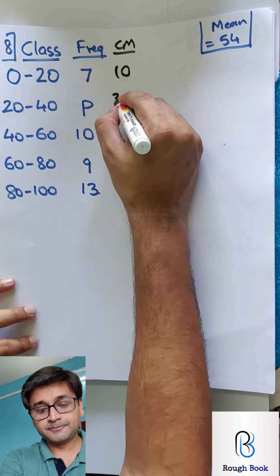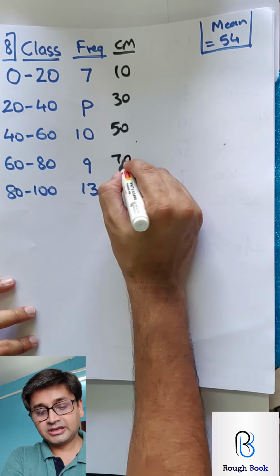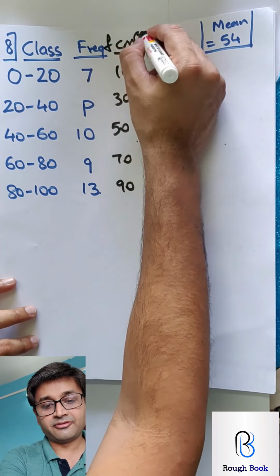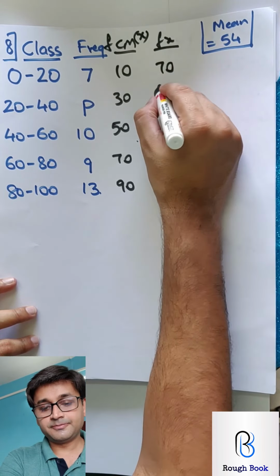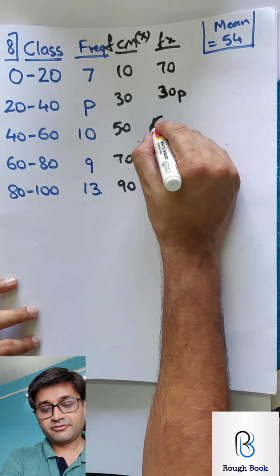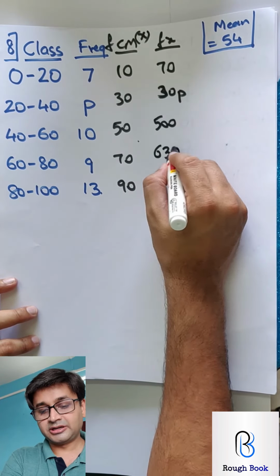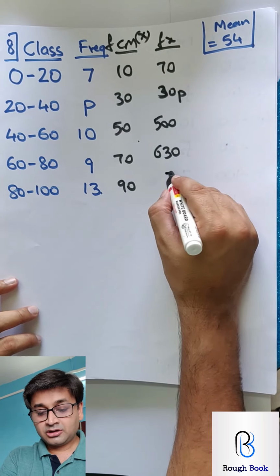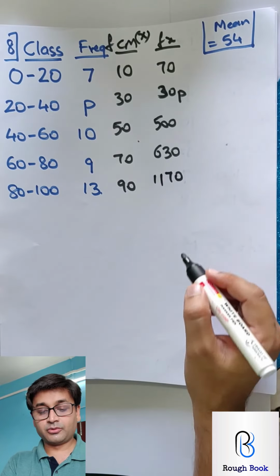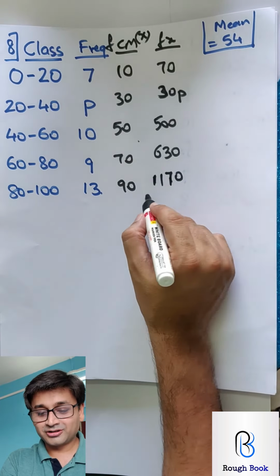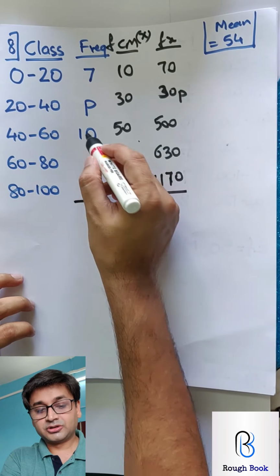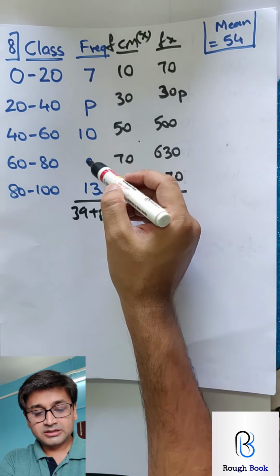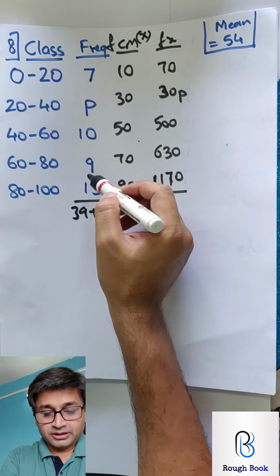So 10, 30, 50, 70 and 90. This becomes x, this becomes f. So fx: 70, 30p, 500, 630 and 13 nines are 117. Yeah, 117 is 13 nines, sorry. Let's add it now. So 10, 20, 30, 39 plus p. Am I correct? 10, 20, this is 30, 39 plus p.